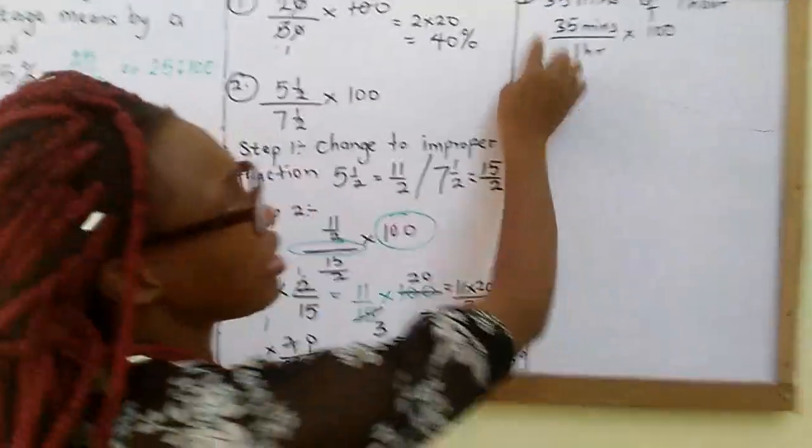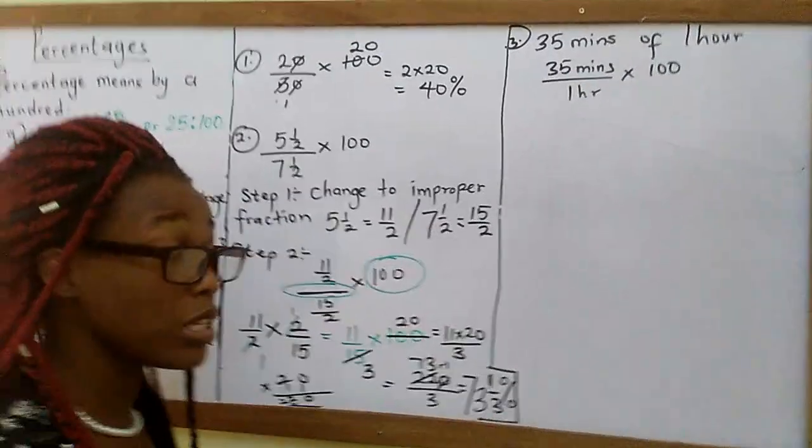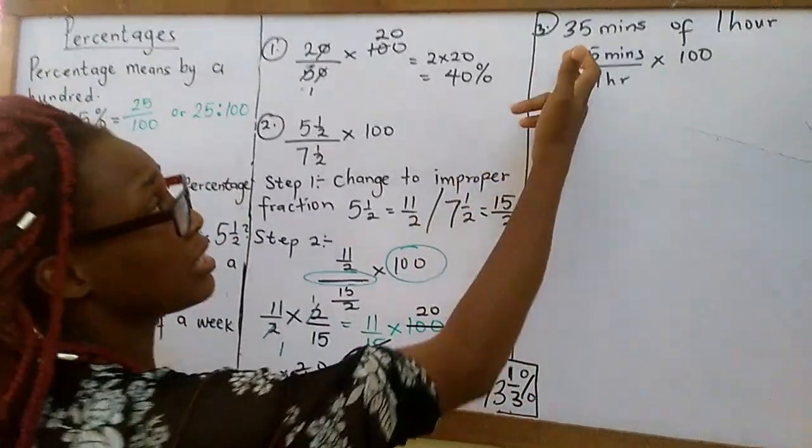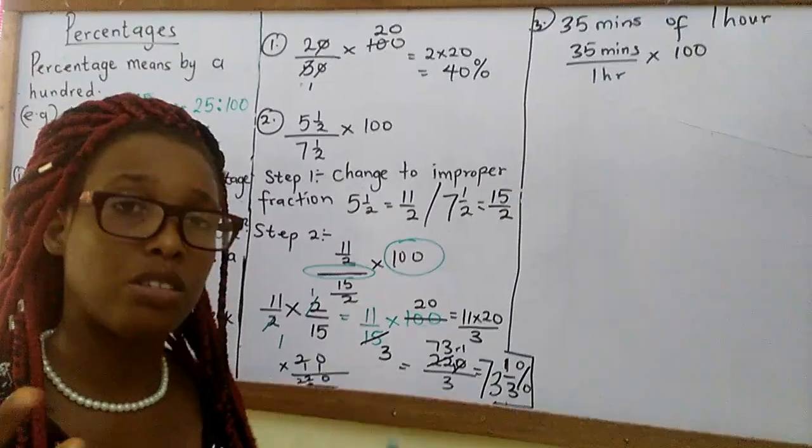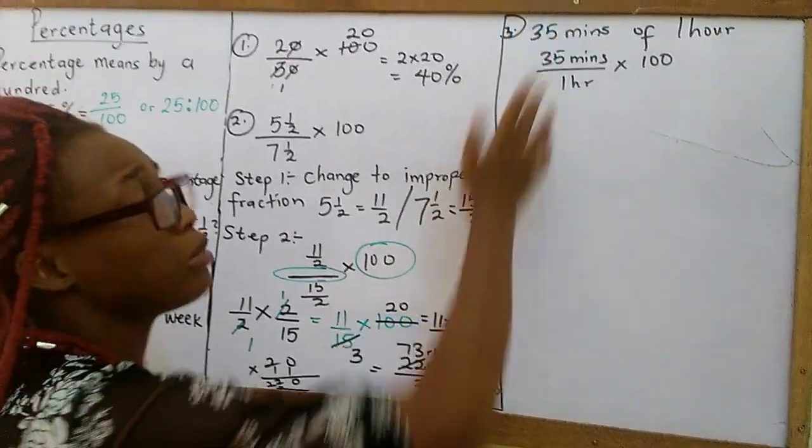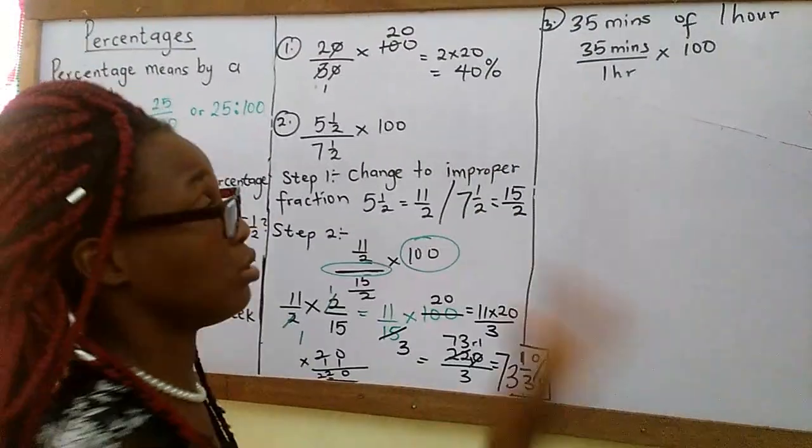But there's something wrong here. I've said it before, like a goat cannot talk to a human being. This is minutes and this one is hour. They are not the same. So we have to change, either we change minutes to hour or we change hour to minutes.